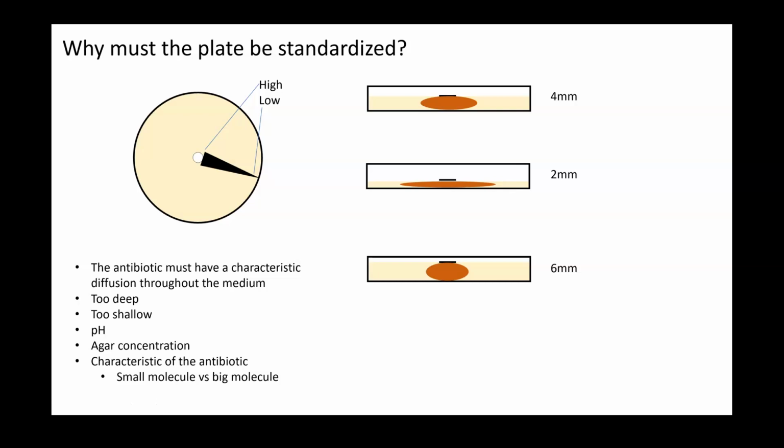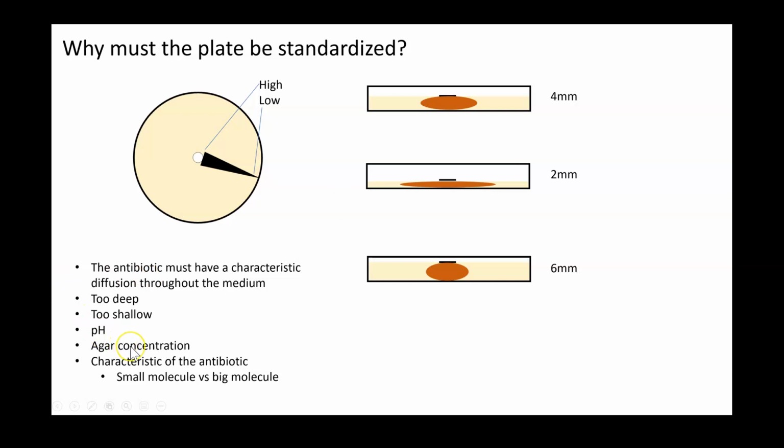If we put it in too shallow of a plate, that diffusion is going to go laterally, or horizontally, faster, because it can't go down now, right? So our zone of inhibition is going to get much bigger if we pour the plate too shallow. And likewise, if we pour the plate too deep, we're going to get too small of a zone of inhibition. So it's really important that we have really well prepared plates that have the correct amount of agar.